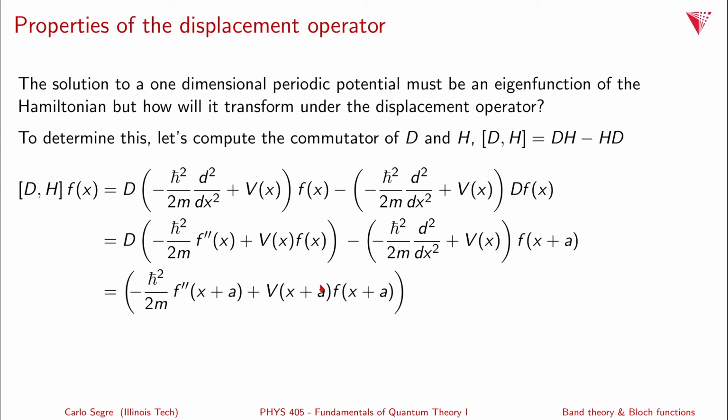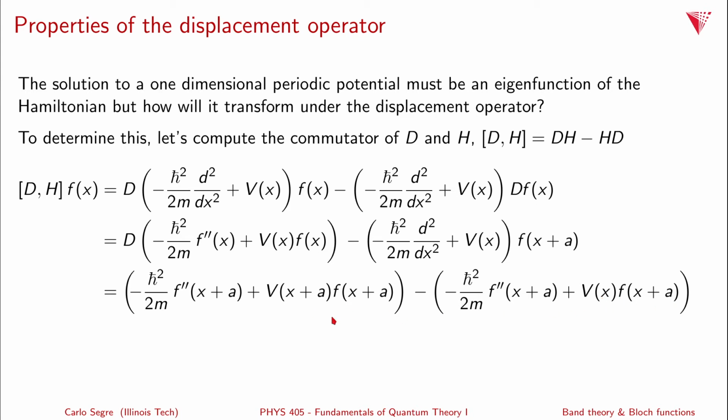We can now take the first term again and now apply D. So now we get minus h bar squared over 2m f double prime of x plus a, because we've applied D, plus V of x plus a, because we've applied D, times f of x plus a. And the second term gives us minus h bar squared over 2m f double prime of x plus a, because that's just the second derivative with respect to x, plus V of x times f of x plus a.